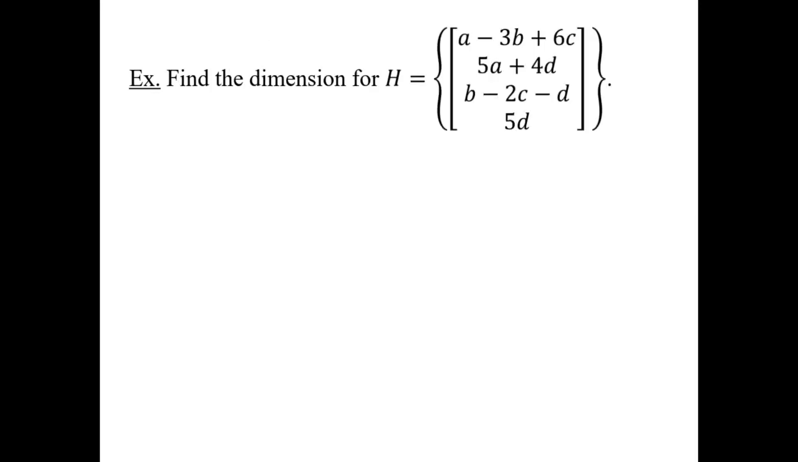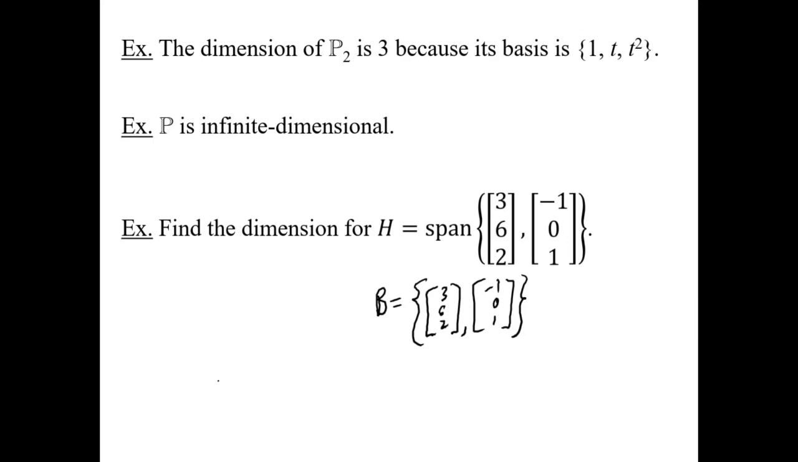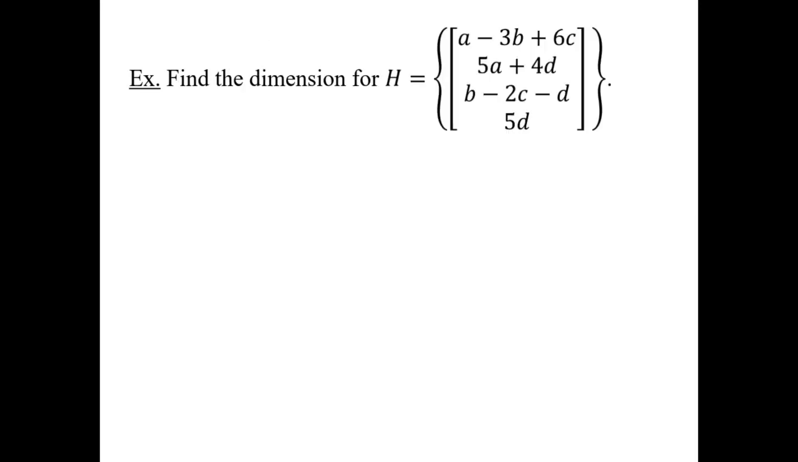Okay, let's look at this example. Let's find the dimension. Oh, I'm sorry, I forgot to say, the dimension of H in this case would be 2, because the basis is made up of 2 vectors. Okay, sorry, back to this one. Find the dimension of this.